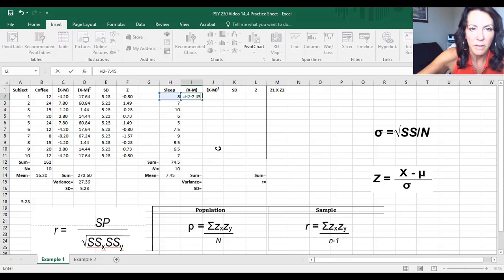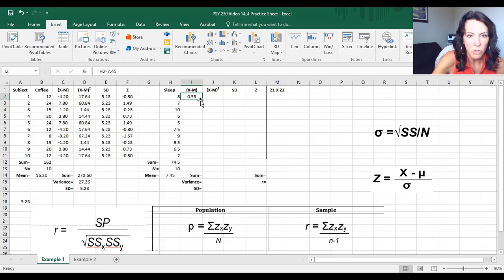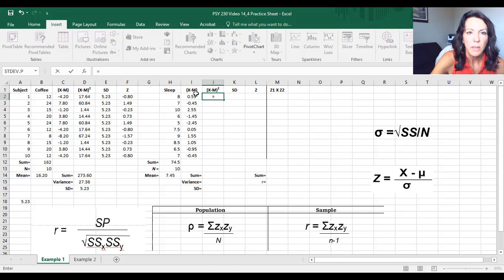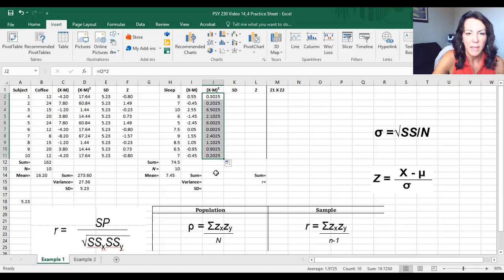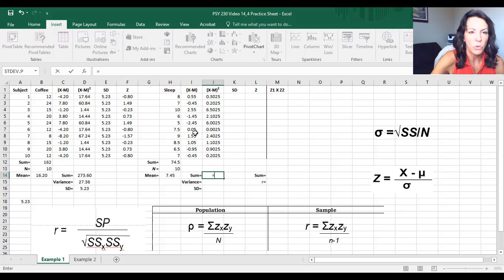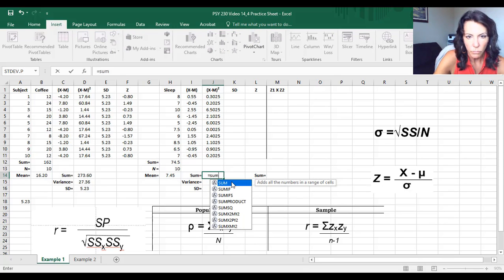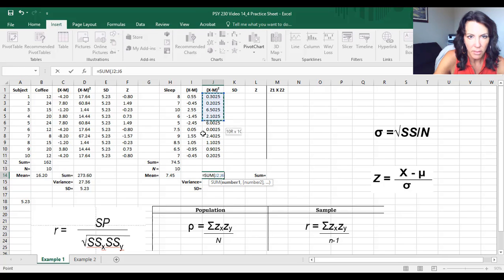All right, I'm going to do that for all of them. All right, I have my deviation scores. These should all add up to 0. If they don't, it could be because of a rounding thing, I'm not sure, but they should be close to 0. Okay, I'm going to do the deviation scores squared, because remember we're looking for squared deviations. All right, and again we're summing up these deviation scores. I'm adding all these up.